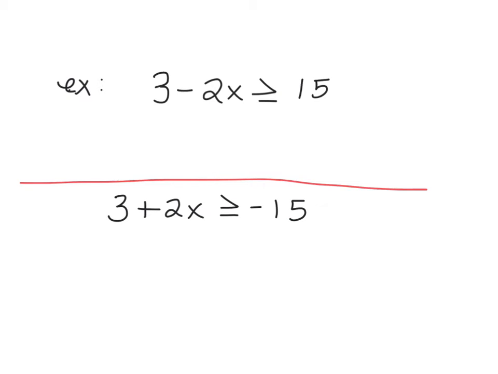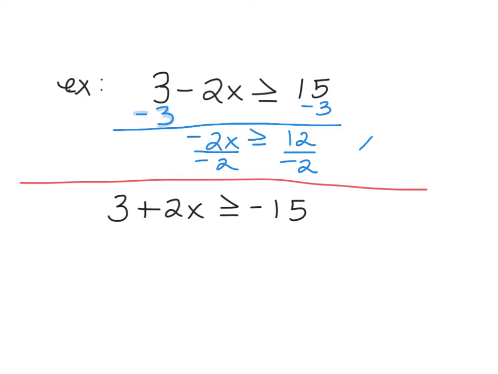So let's look at a couple different examples here, okay? They're similar to each other, but let's look at what happens here. In this first inequality, 3 minus 2x is greater than or equal to 15. My first step there would be subtracting 3. Let's use a pen instead of the highlighter. There we go. Minus 3 from both sides of the inequality. I get negative 2x is greater than or equal to 12. And then I would divide by negative 2.